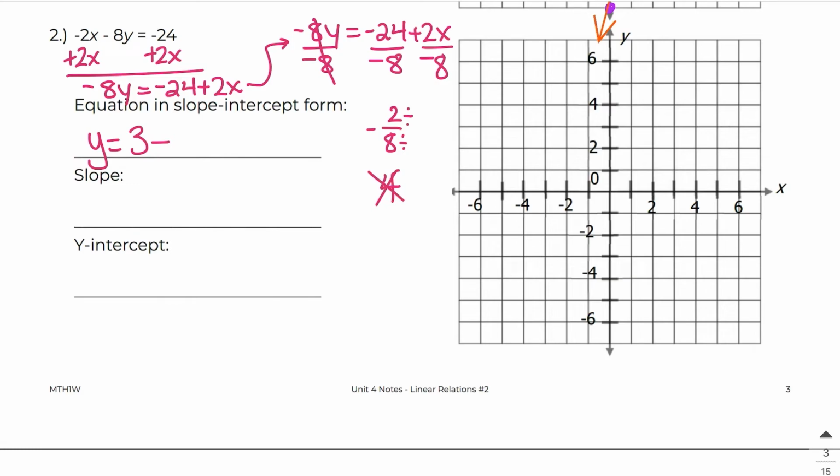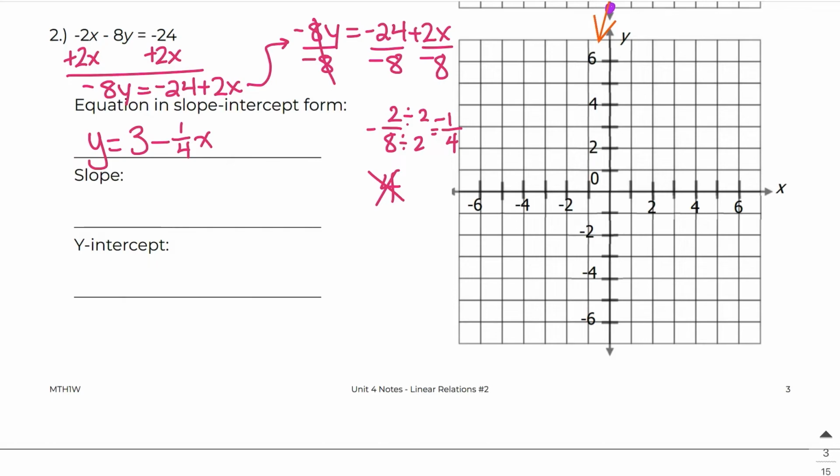Do not tell me this is 4, because if I have like 2 candy bars and I want to divide it between 8 people, that does not mean each person gets 4. It means each person is going to get 1/4 of a bar, but this is going to be a negative 1/4. So we say 3 minus 1 over 4x.